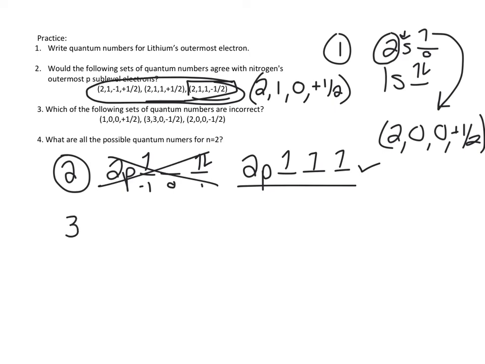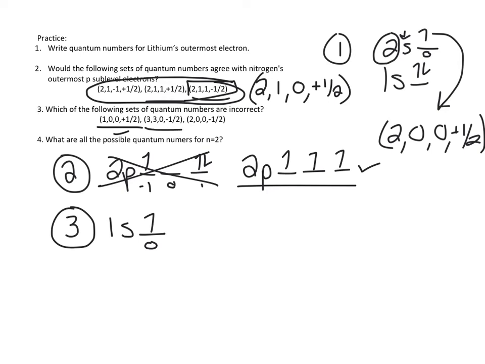Let's try number 3. So which of the following sets of quantum numbers are incorrect? So if I'm looking at that one, I'm on the 1s, line 0, and that's good. And it would be spinning up. So that is possible. So that's a good set.